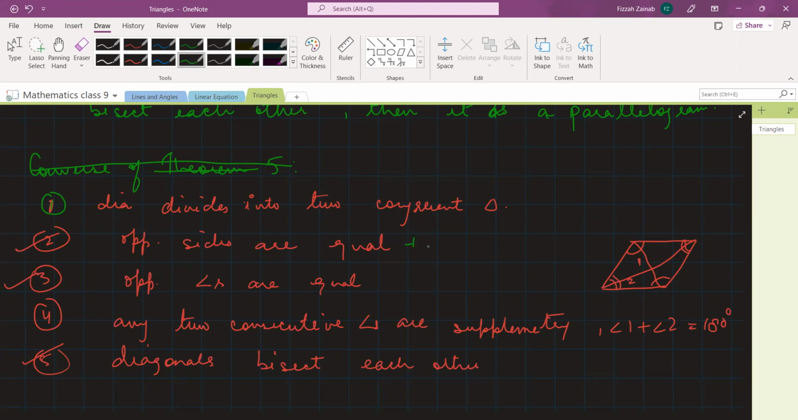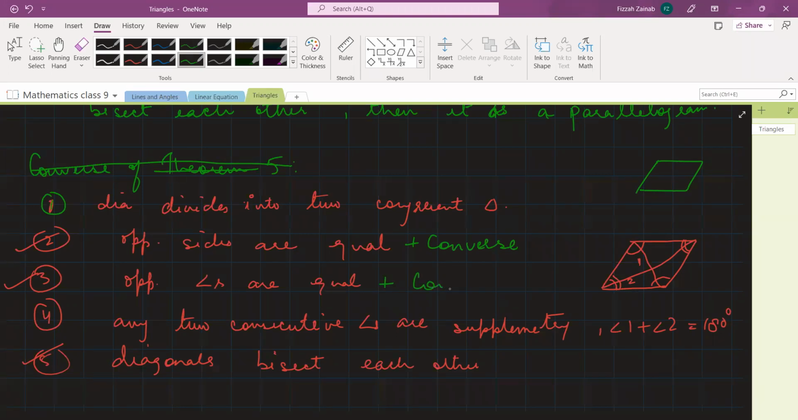Okay, then its converse is also true, right? That if the opposite sides of a quadrilateral are equal, then it is a parallelogram. Understand? So we don't call it a parallelogram in the starting. In the starting, we call it a quadrilateral, right? So if the opposite sides of any quadrilateral are equal, then it is a parallelogram. This is the converse. Is that clear?